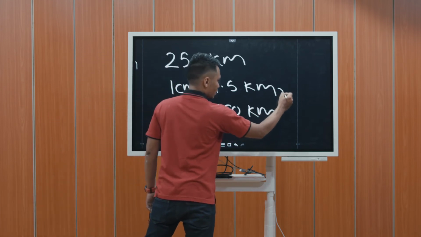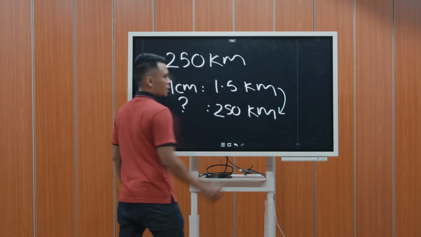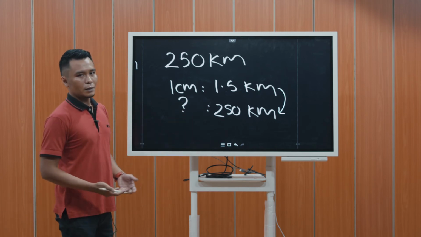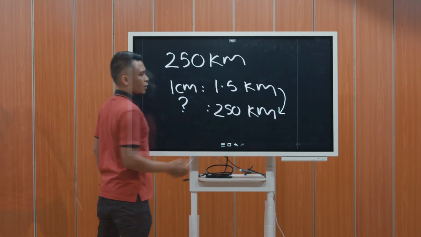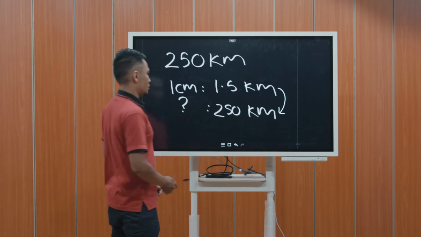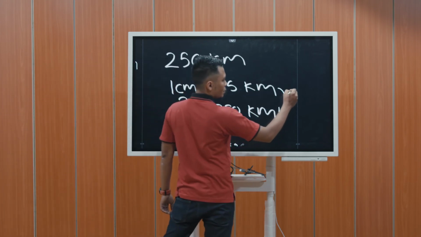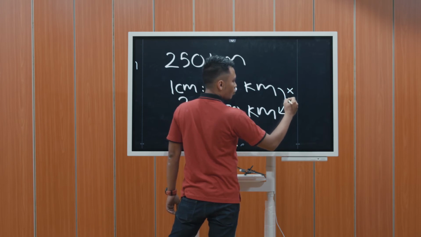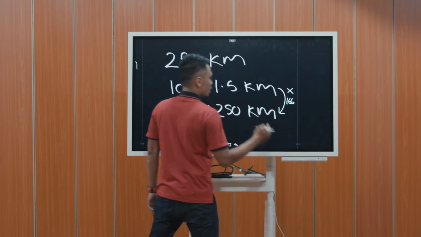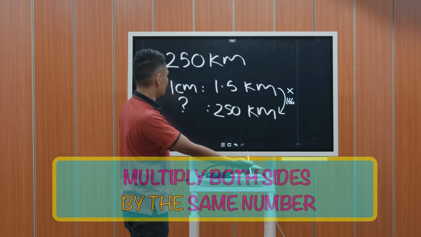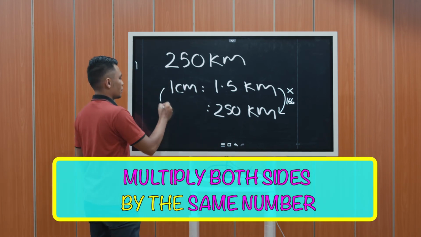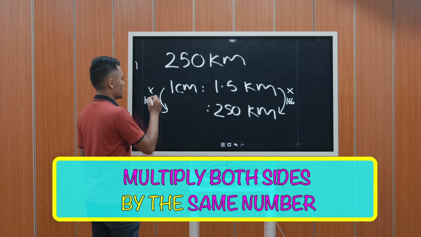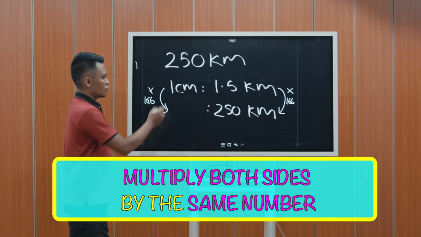From here to here, I must multiply by what? You don't know, right? What to multiply. So what you do is simple. 250, I divide by 1.5. I will get 166. Okay? From here to here is a multiplication of 166. If the right hand side I multiply by 166, the left hand side I must also multiply by 166.